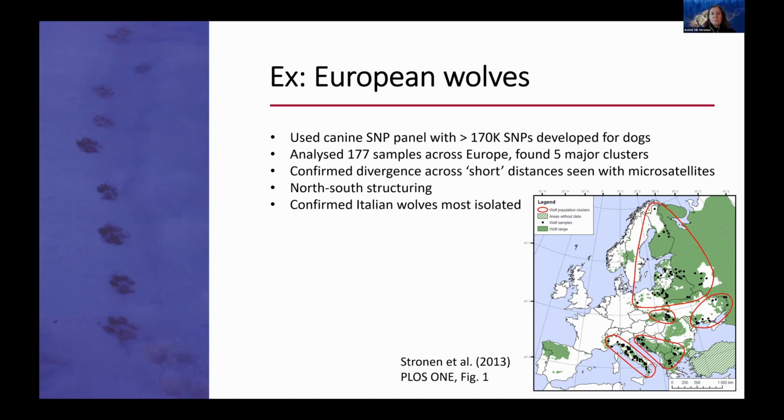We could also go back and look at some results that have been made with a smaller number of microsat markers. So we could confirm divergence observed across relatively short distance, when we know how far wolves disperse, seen with microsats. For example, if you look at the map, you can see Carpathian wolves are distinct from wolves in northern Poland, although this is not a very long distance for wolves. We also saw north-south structuring in Europe, and we could, again, go back to older microsat results and confirm with these genome-wide profiles that Italian wolves are indeed the most isolated and most distinct.